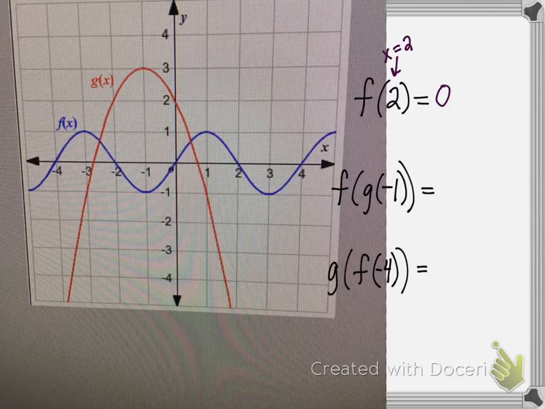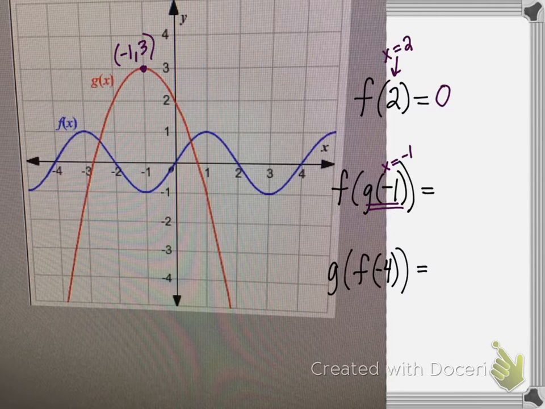I'm going to erase that. All right, f of g of -1. So let's take a look at g of -1. I'm only focusing on the red graph now. When x is equal to -1, what's my y value? Well, -1 is right here, and then I would have to go to +3, right? So -1, 3 is the ordered pair. So when x is -1, my y value or my output is 3.